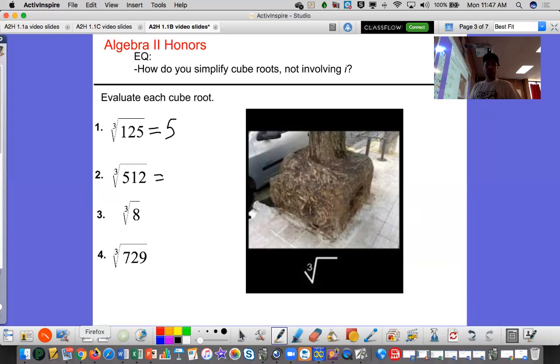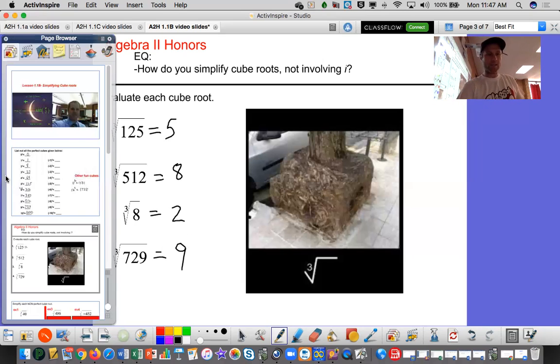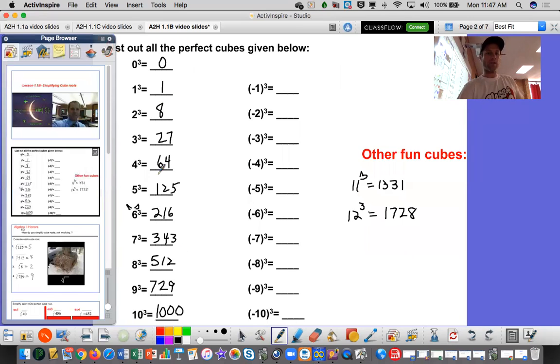We bounce back and forth there. 512 was 8 cubed, so the cube root of 512 is 8. The cube root of 8 is 2. And 729 is 9 times 9 times 9. We can see those all right here.